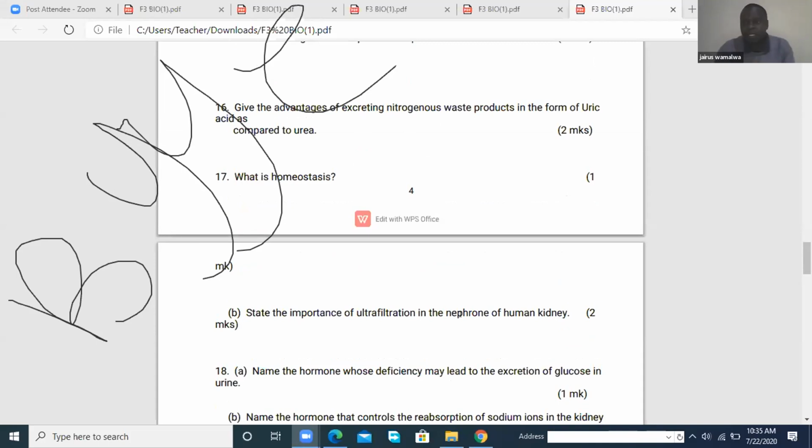Robert. Pardon, Robert, what are you saying? I've not heard you. I've said the question is saying that you name the hormone whose deficiency will lead to production of urine with glucose. That means when it's less, you can pass out urine that has a lot of glucose. Which hormone will be less?